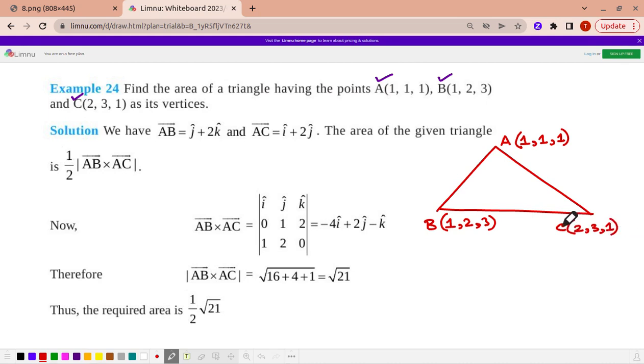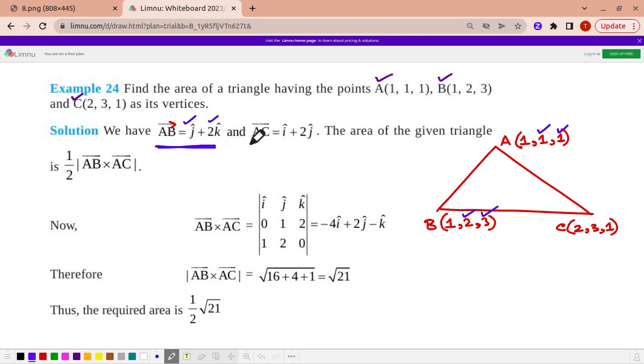Now let us find the vector AB. If you recall, it is the i component of the point B minus the i component of the point A, that is 1 minus 1 into i cap, which is 0 i cap. So that's why i cap is not mentioned in AB. Then the j component of point B, that is 2, minus the j component of point A, that is 2 minus 1 into j cap, that is 1 j cap. Similarly 3 minus 1, that is 2 k cap. So we get the vector AB.